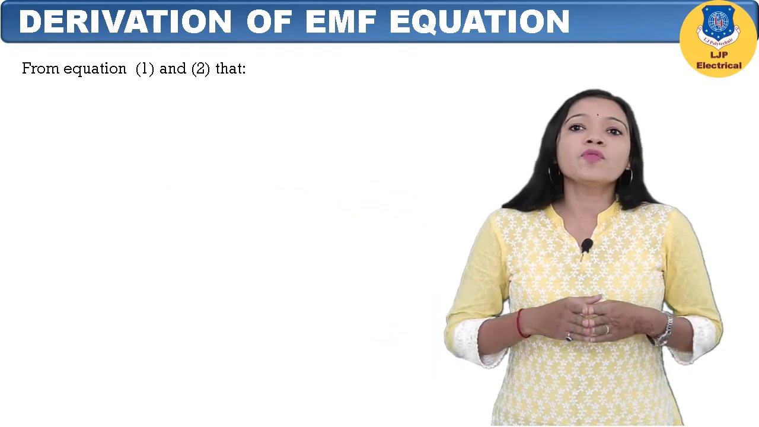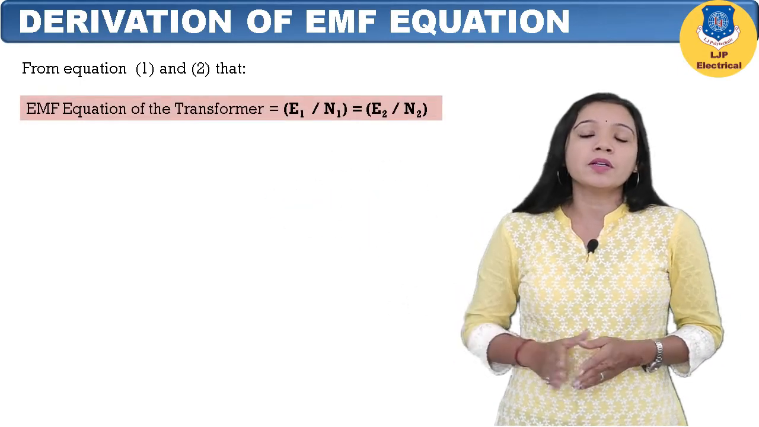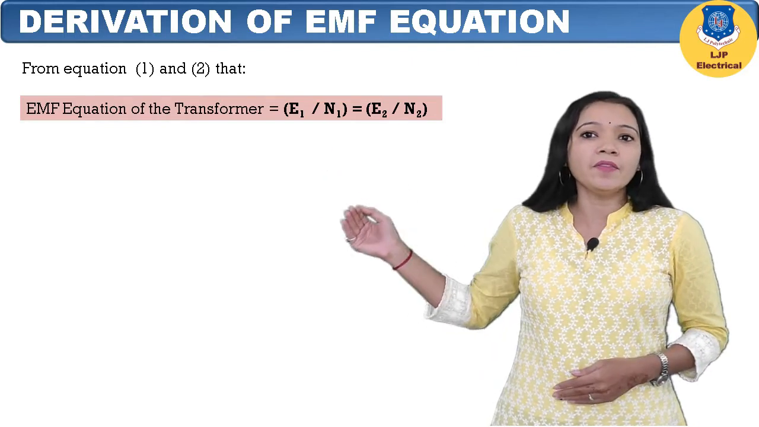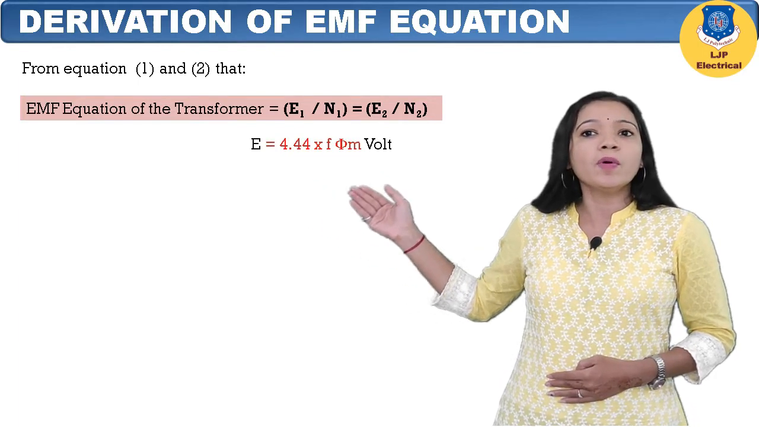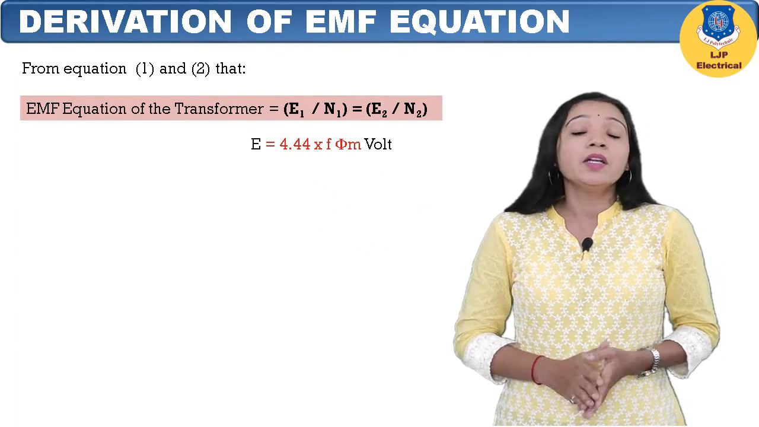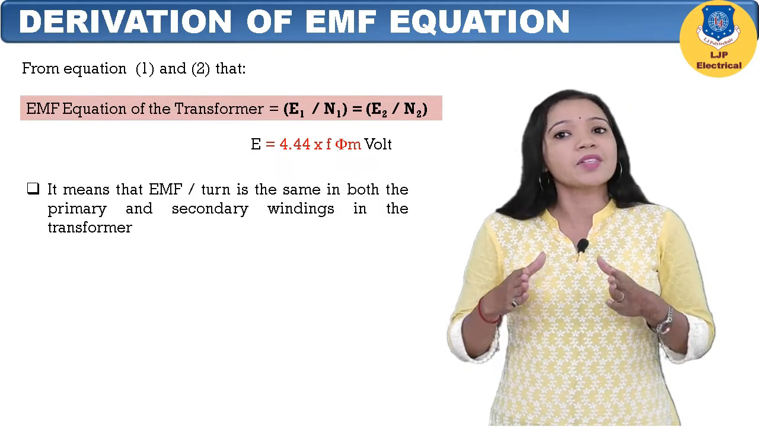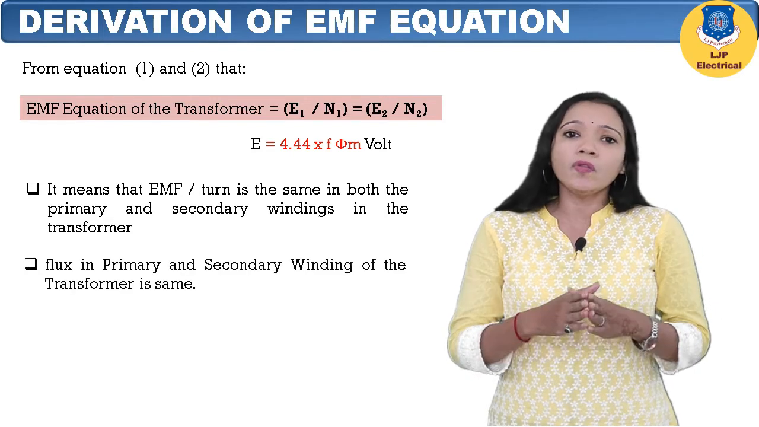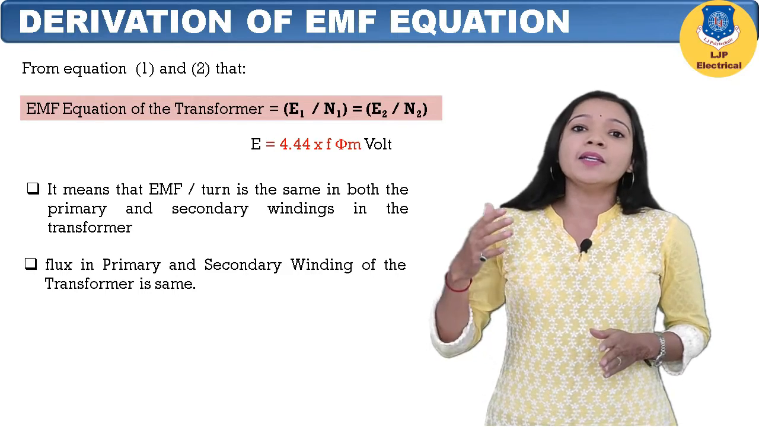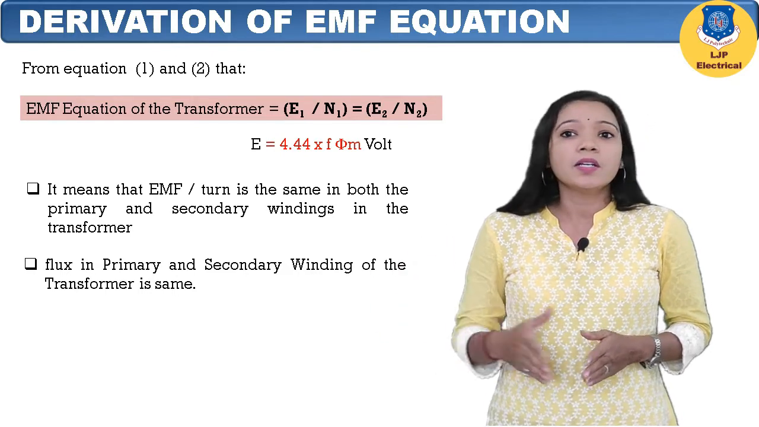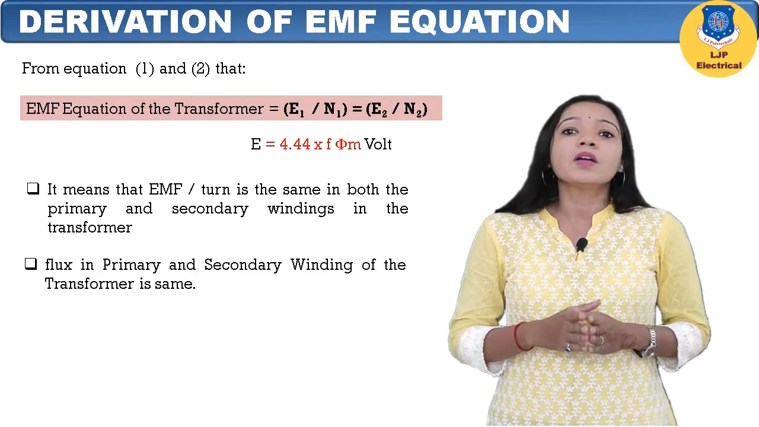So from equations 1 and 2, we find the EMF equation of transformer: E1 by N1 is equal to E2 by N2 equal to 4.44 multiplied by f into phi m. It means that EMF per turn is the same in both the primary and secondary winding in the transformer, or we can say the ratio of volt per turn in primary winding and secondary winding is the same. That is, flux in primary and secondary winding of the transformer is the same ideally.